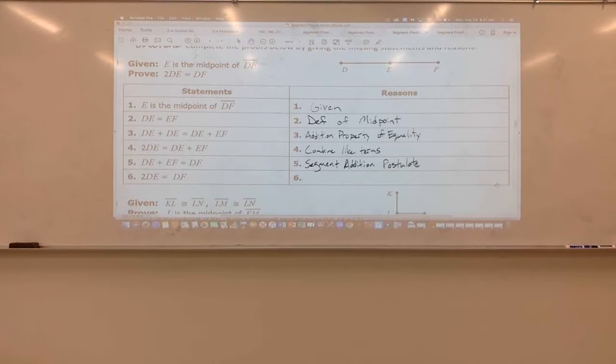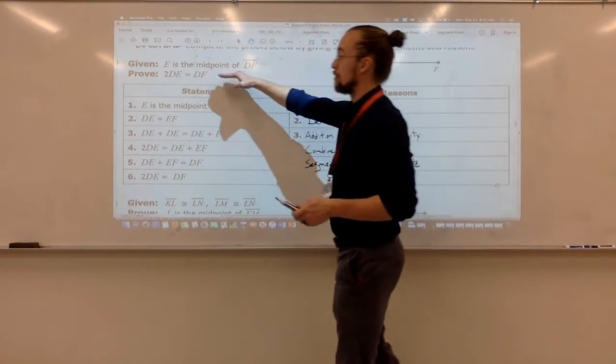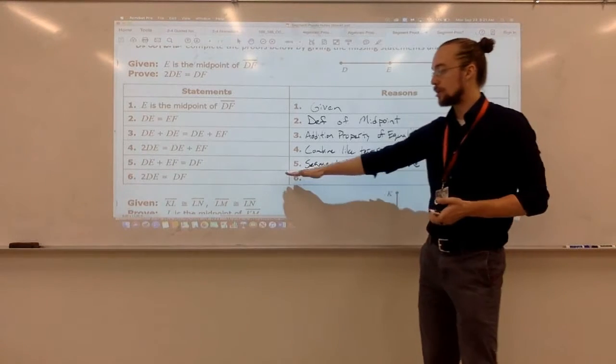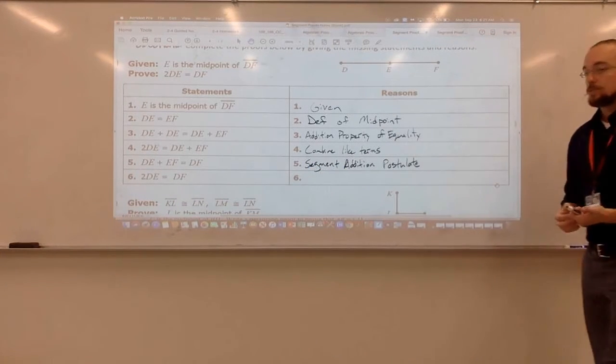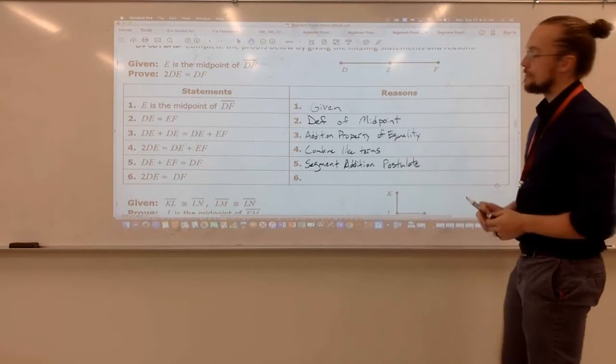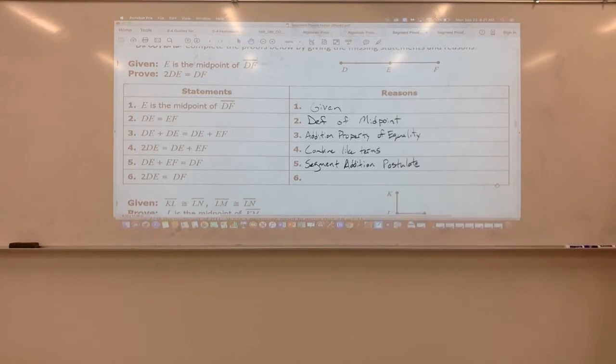Okay, now the final line here. Remember, the final line is always what we want to prove. So it says prove 2DE equals DF. So that's our final line. That's our proof end. It's not going to be definition of a midpoint.